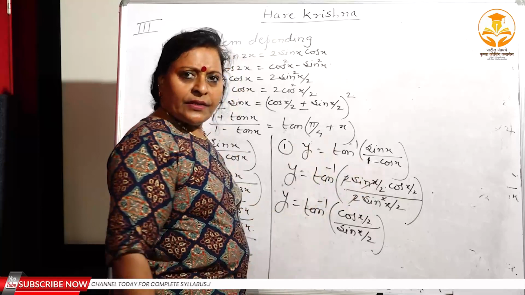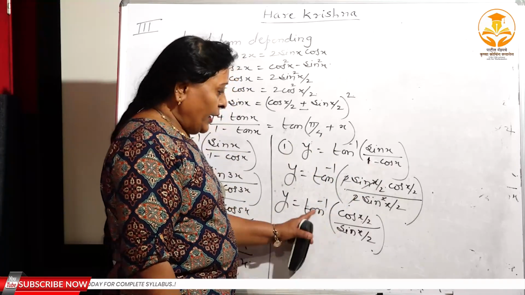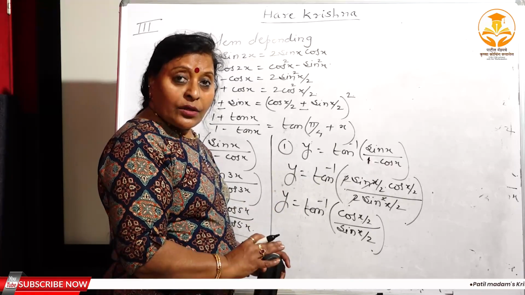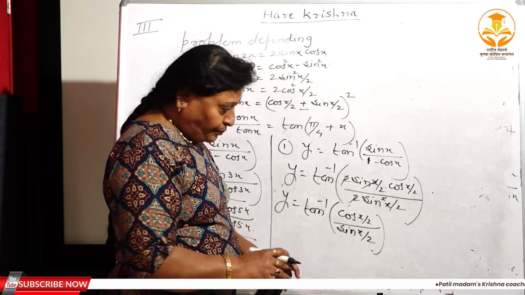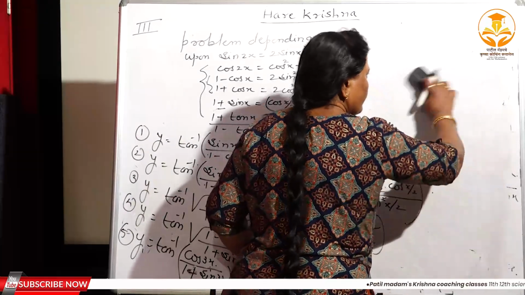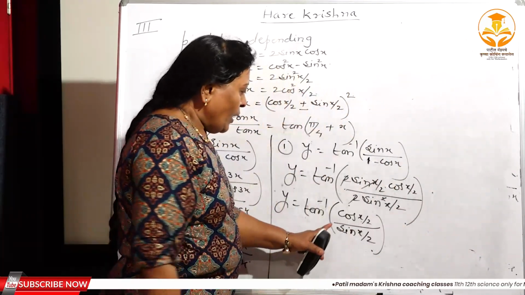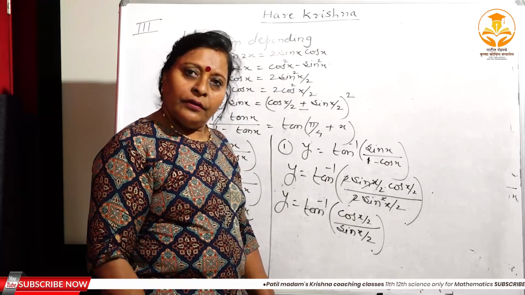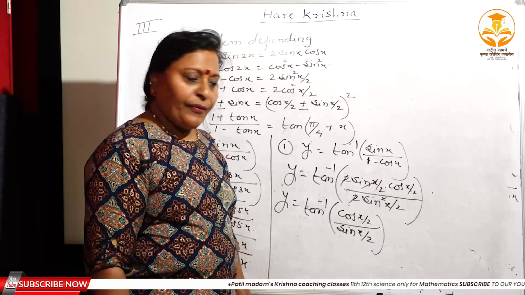If you get cot in place of tan, there is no need to be afraid. Because you can convert cot into the form of tan by taking the help of pi by 2.